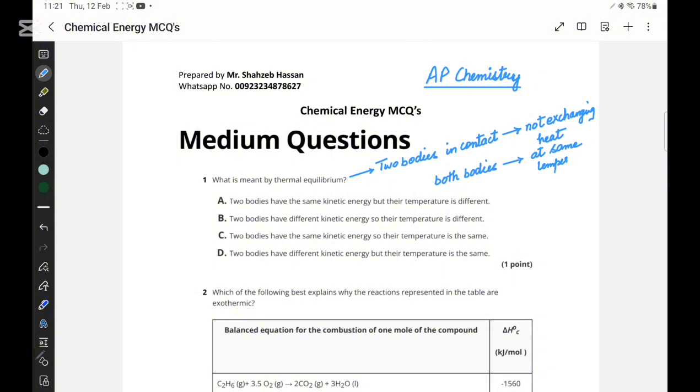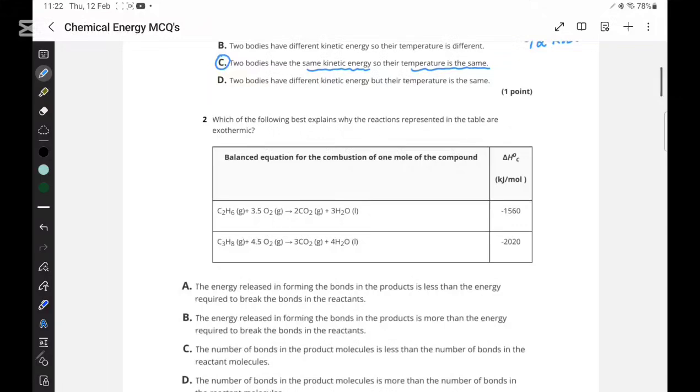And what is happening because of it? When they are at the same temperature, that means they are going to have the same kinetic energy. Why? Because we know temperature is directly proportional to kinetic energy. So if we see option C, they are saying two bodies have the same kinetic energy, so their temperature is the same. So the right answer is going to be C.